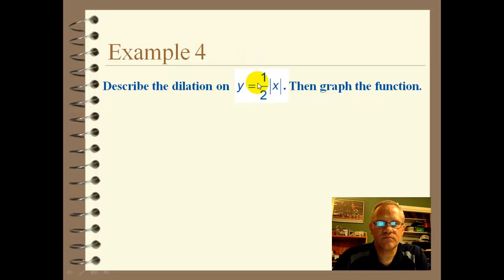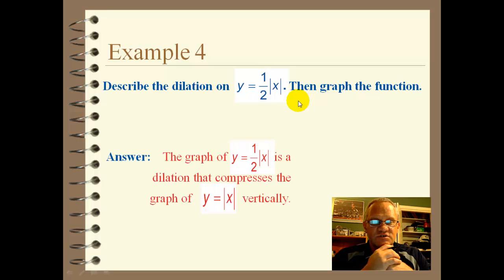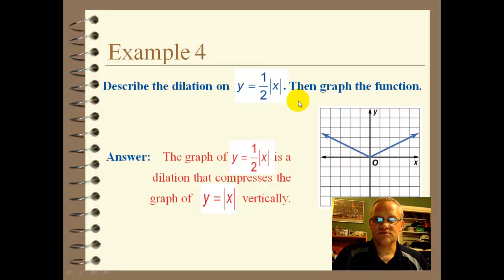Well, remember, think about slope. If you had a slope of 1/2, what does it do? It goes up 1 and 2 to the right, as opposed to up 1 and over 1. So what does that do? It makes it flatter, right? Less of a slope. So it compresses that graph vertically, and it would look something like this.